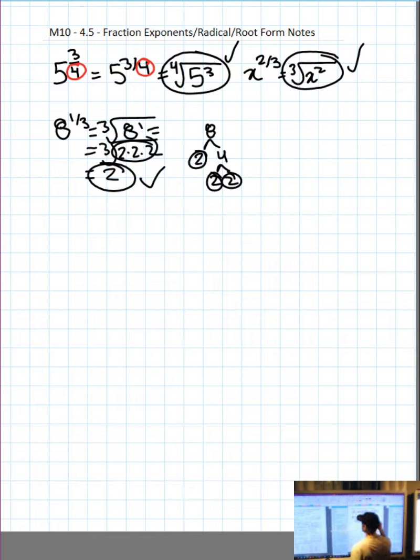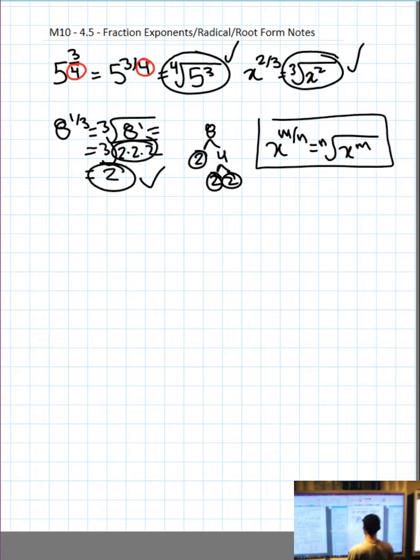So in algebra, the rule is x to the m over n equals the nth root of x to the m. Box around your formulas, also on the review sheet at the end of the chapter. Remember, either the bottom becomes the root or the top stays the exponent, but not both.